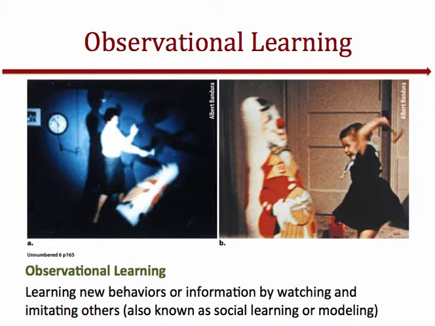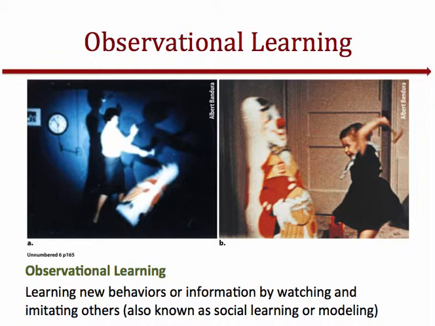What happened was he had children watch an adult in a room with a bunch of toys. And there were two groups of children. One group of children saw the adult behaving aggressively. As you can see here, the adult on the left is hitting the Bobo doll, being aggressive toward it. The other group of children saw that same adult, but she was playing nicely with the Bobo doll, wasn't smashing it in the face with a hammer.